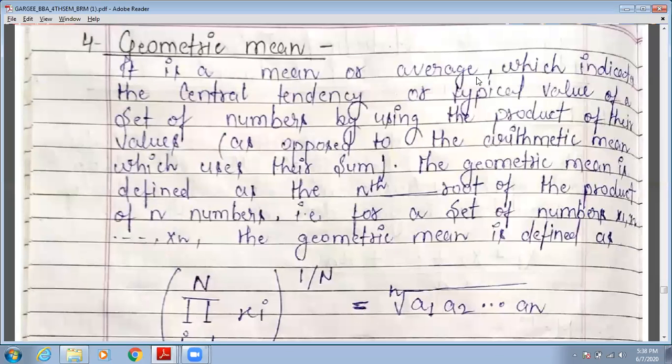Now the next measurement is the geometric mean. It is a mean or an average which indicates the central tendency or the typical value of a set of numbers by using the product of their values. As opposed to the arithmetic mean, which uses their sum, the geometric mean is defined as the nth root of the product of n numbers. So what will be the formula of the geometric mean?